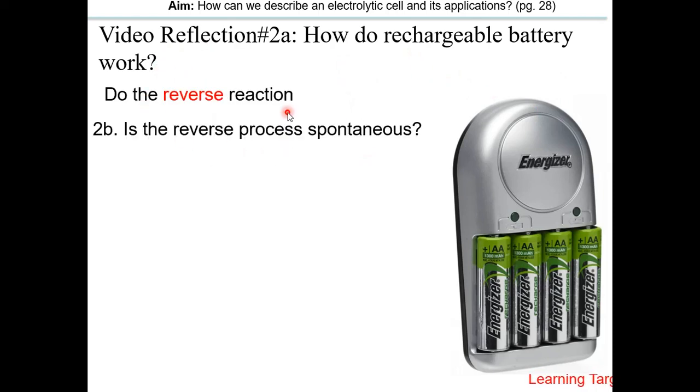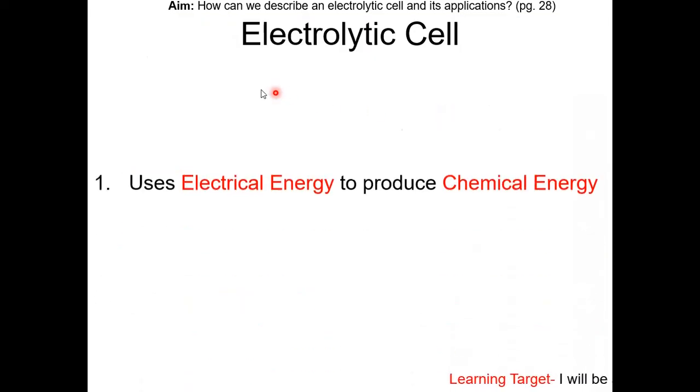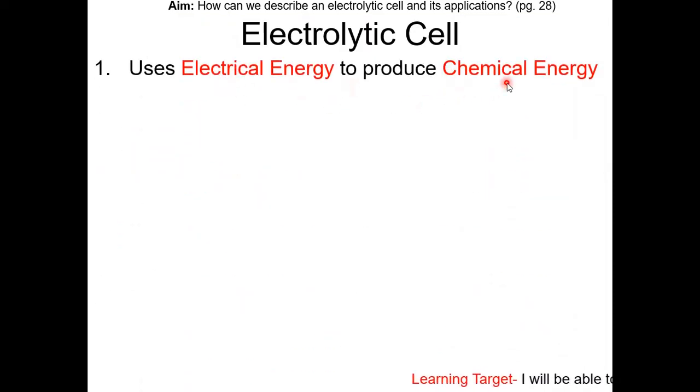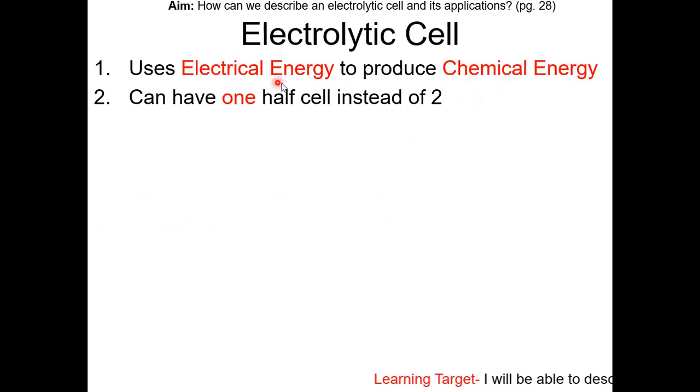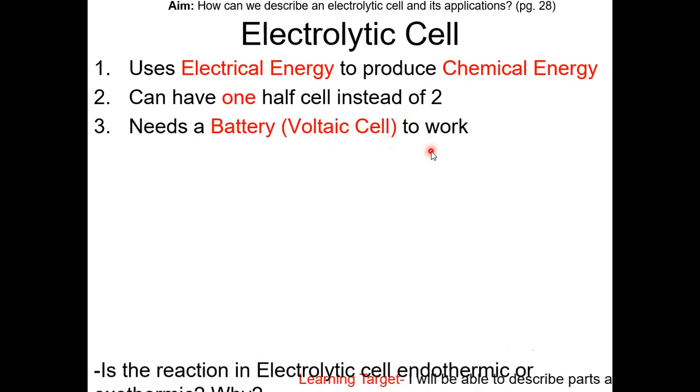Is the reverse reaction spontaneous? No, because it needs a power source. What type of electrochemical cell is this? This is an electrolytic cell. An electrolytic cell uses electrical energy to produce chemical energy. It can be 1 half cell instead of 2, and it needs a battery or Voltaic cell to work.